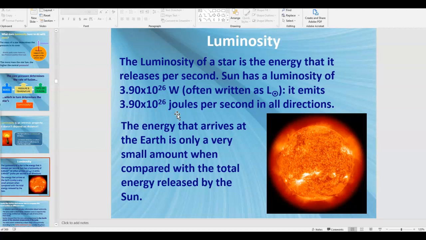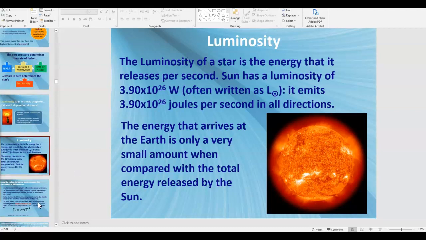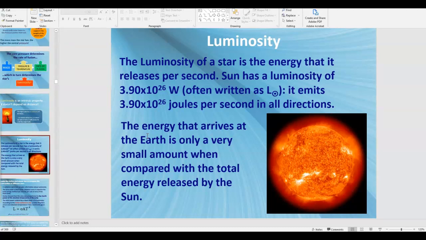And so the energy that arrives at Earth is only a very small percentage of that power. We've talked about that before with the solar constant in the past unit: if you imagine all that power spread out over a sphere of surface area 4 pi r squared, because the Earth is far away from the sun, we only get a fraction of that total luminosity.